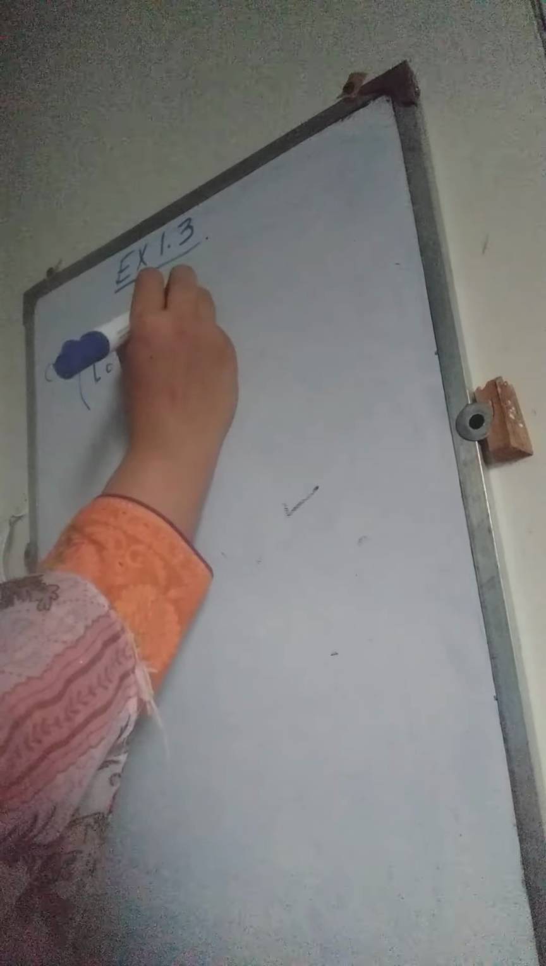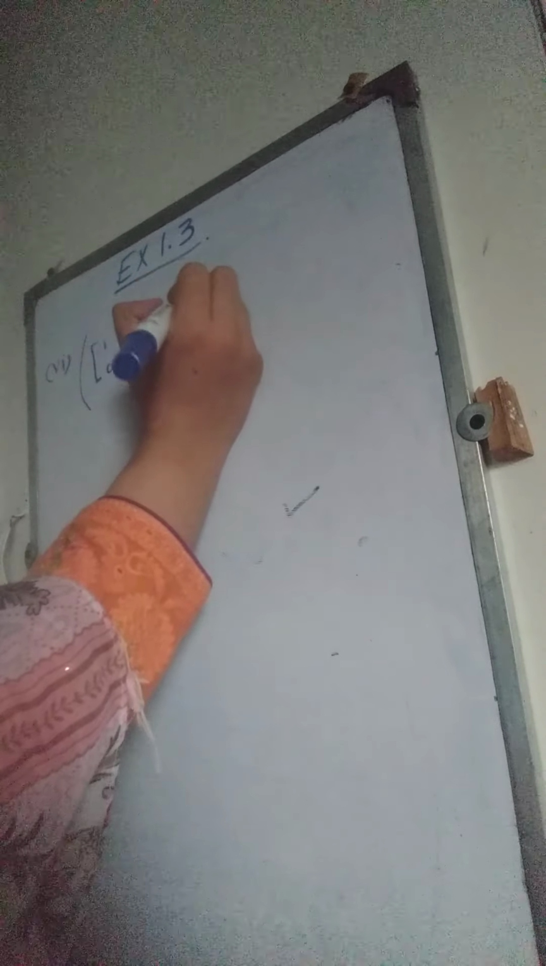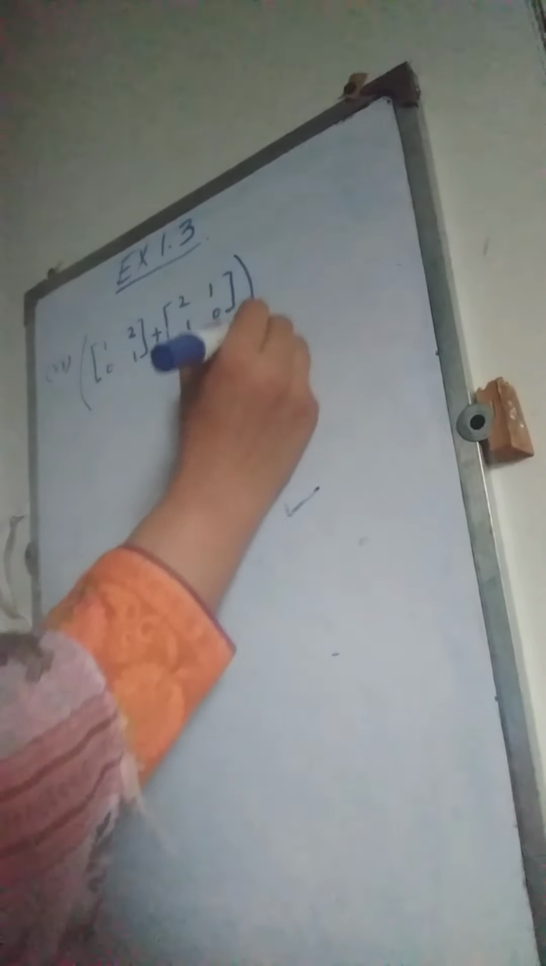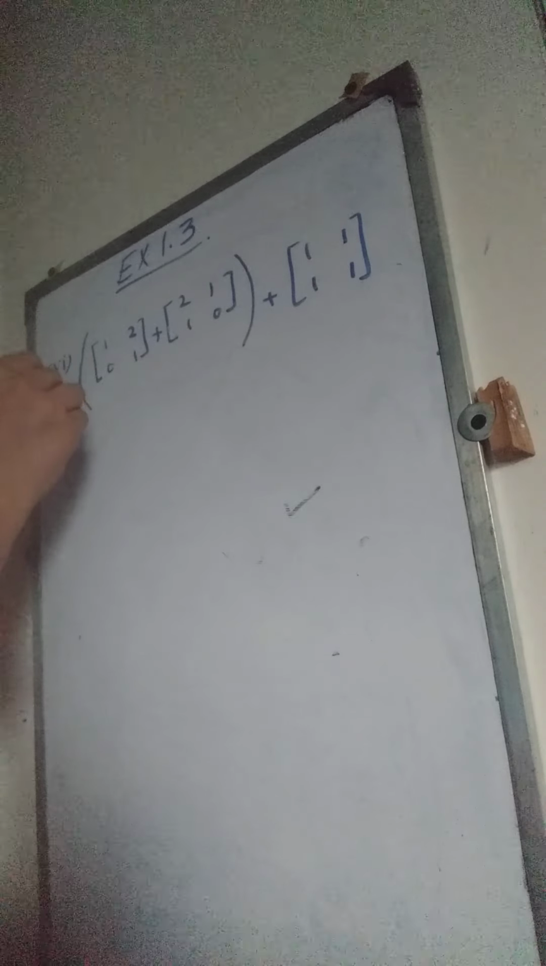One, 2, 0, 1 plus 2, 1, 1, 0, bracket closed plus 1, 1, 1 and 1. So what we have to do, we have to add these two matrices first because these are the parentheses or the brackets. We know that first we are going to solve the brackets, then we are going to add the answer which we obtain here to the third matrix.